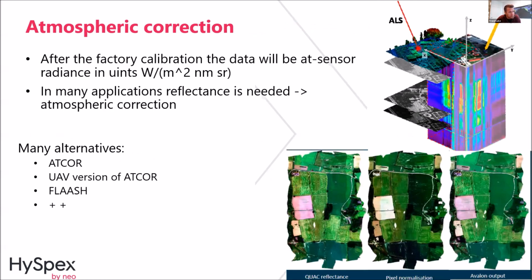Atmospheric correction. I will not go in-depth about that, but there are many different solutions out there. We have specialized in ATCOR and DroneACOR. So basically, it's the process of going from at-sensor radiance to reflectance. So you're removing the influence of the atmosphere. Yeah, for many applications you can work with radiance, but a lot of applications you need reflectance. So you need good atmospheric correction.